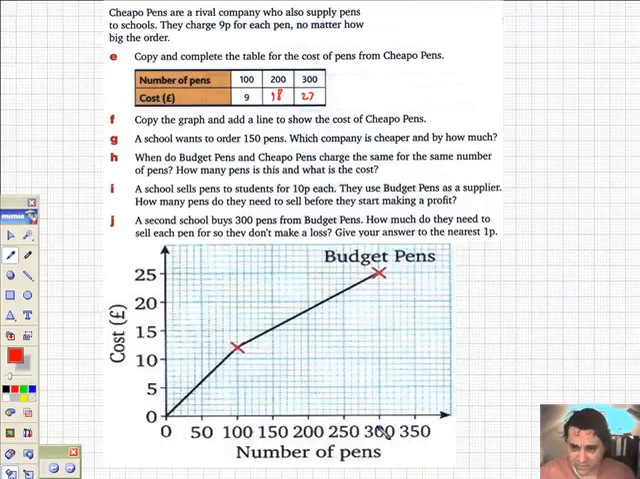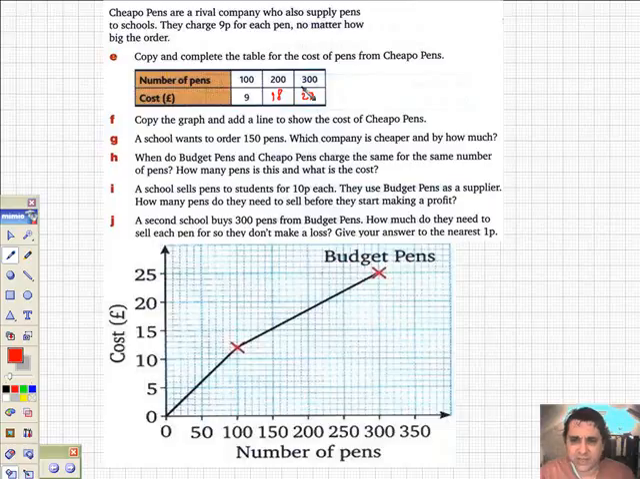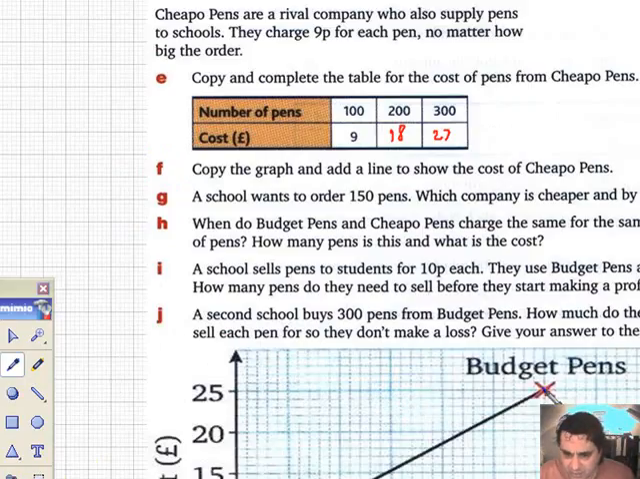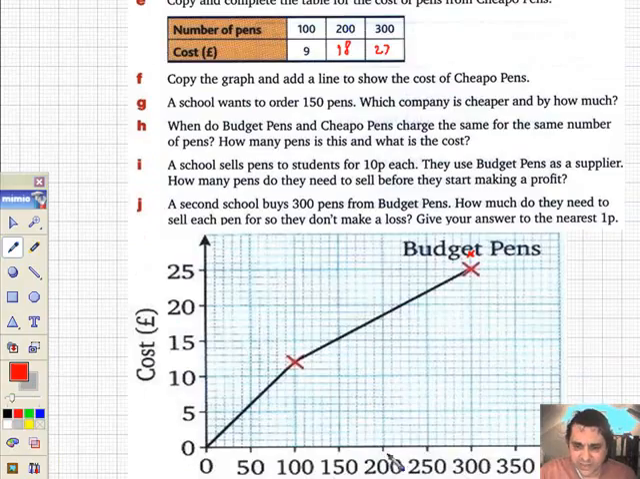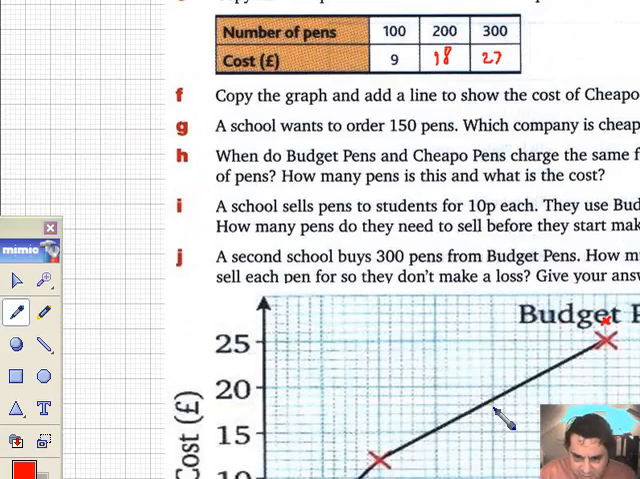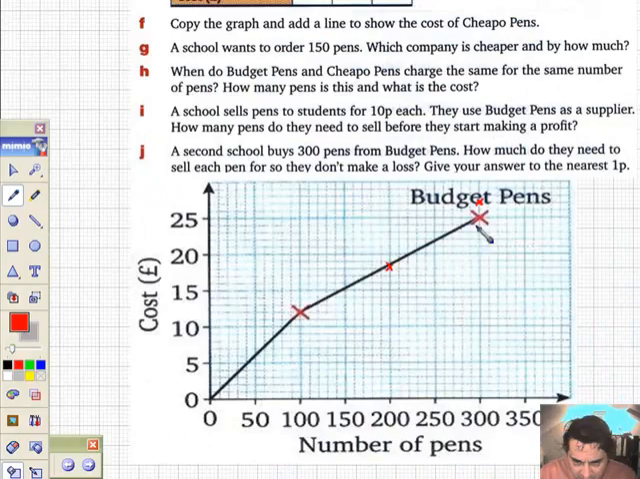Well, okay then. I know it's a straight line relationship, so I'm going to go from 300 pens costing £27. So I'm going to try and use this. 27, 2 squares, I think it's going to be right there. Really hard to judge, because unfortunately they've got Budget Pens sitting there. Let's try 200 and the 18 then. That might be easier. 200 and the 18. That's really, really hard to judge as well. I think it's about there.